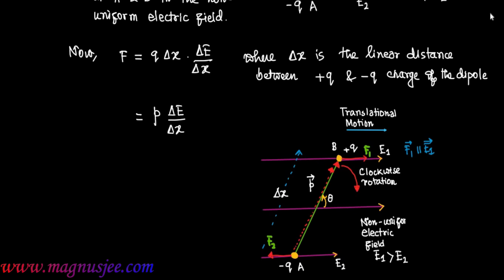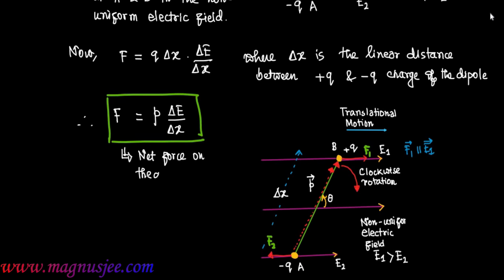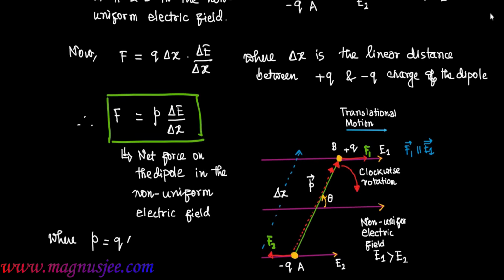So, F equal P delta E by delta x. This is another expression of net force acting on the dipole AB in the non-uniform electric field, where P equal q into delta x, the product of charge and length of the dipole. P equal q delta x is the dipole moment of the dipole AB.